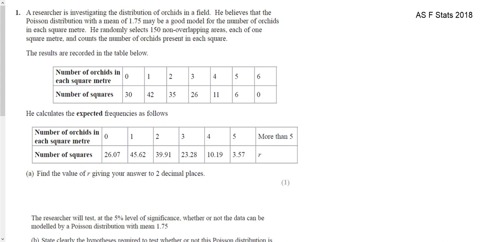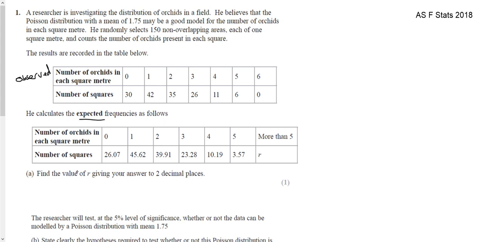The first question starts off about the Poisson distribution, and we've got some information about the researcher. He believes a Poisson distribution with a mean of 1.75 is a good model for his orchids in a square meter, and he's looked at 150 areas. So this table shows his observed data.